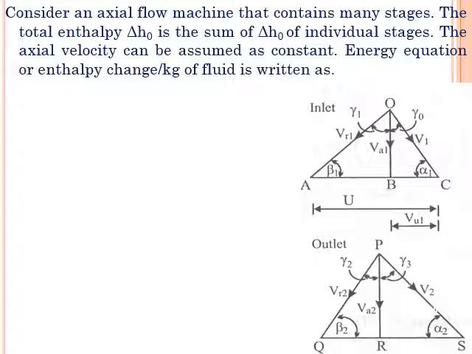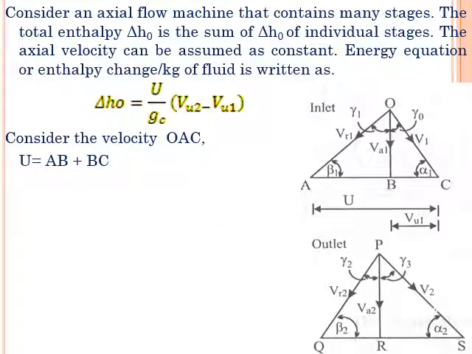The energy equation, or enthalpy change per kg of fluid, is written as delta H naught, that is the enthalpy change, equals u into (Vu2 minus Vu1) by Gc. Now consider the inlet velocity triangle OAC. See here, U is equal to the total length of AC, that means it is the summation of the length of AB plus BC.